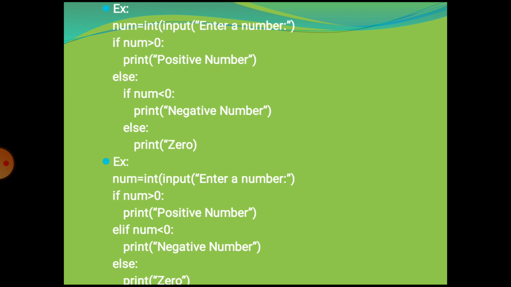If num is greater than 0, suppose you are giving a positive number, the condition will be true and it will display positive number. Suppose you are giving a negative number, it will come past the if block to the elif block, and it will execute negative number, otherwise the value will be 0.